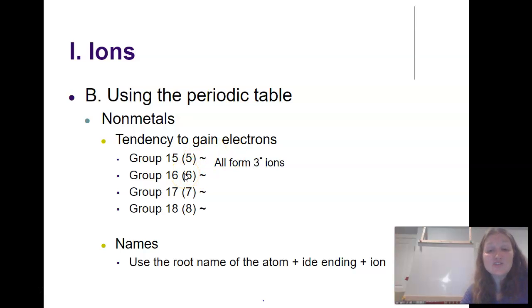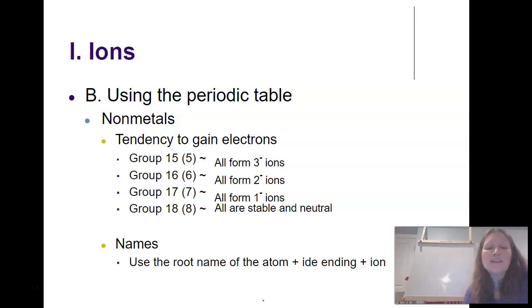Group 16 is oxygen's group. They have 6 valence electrons, so their choices are to lose 6 or gain 2. We're going to gain 2, so they're going to form 2 minus ions. Group 17 are our halogens. They have 7 valence electrons, so hopefully we're noticing the pattern. They're going to gain an additional electron, so they're going to form 1 minus ions. And then our noble gases do nothing. They're stable and neutral. They don't form ions, so we shouldn't see them at all in this unit.